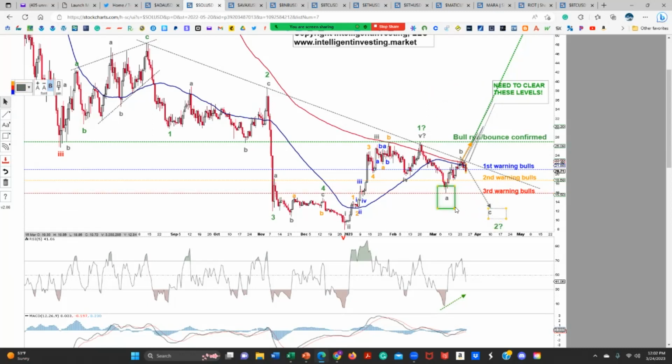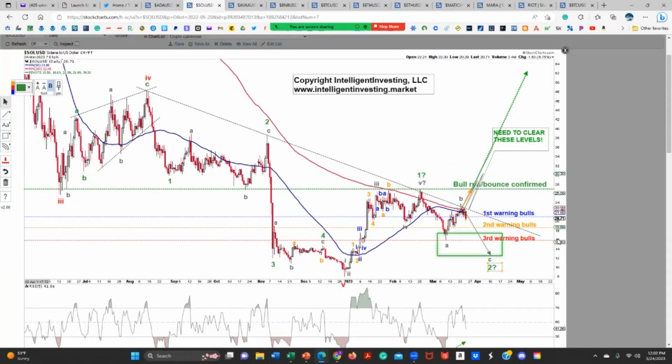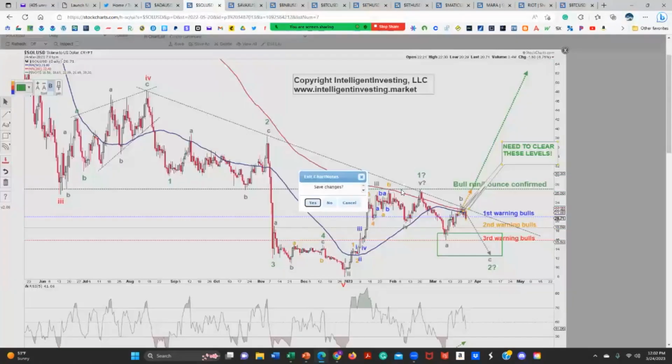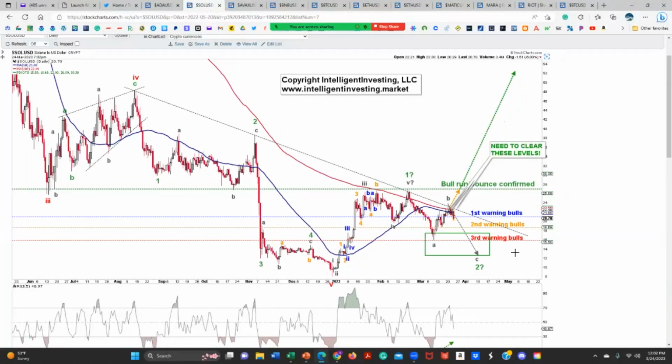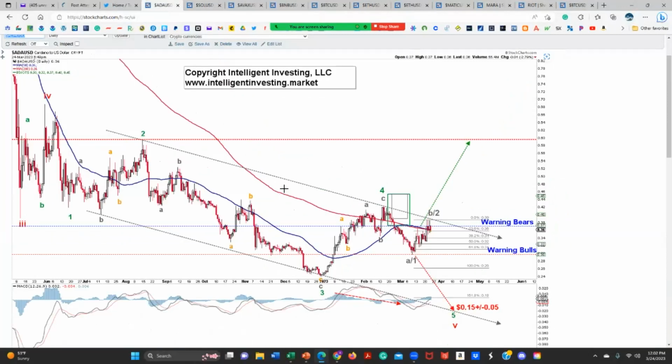All the way there. And as you can see, wave C is then exactly at the lower end of the ideal wave 2 target zone, at around $13. I've always said between $14 and $12 would be an ideal target zone for this wave 2. So we need to clear the 200-day and the 50-day moving average, as well as the downtrend line, to know that the bull run is underway.